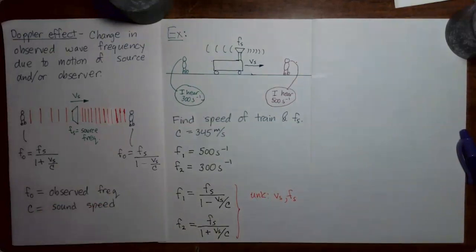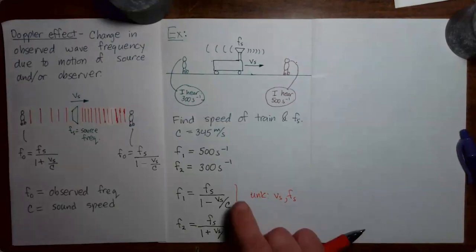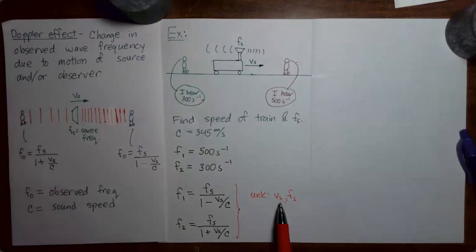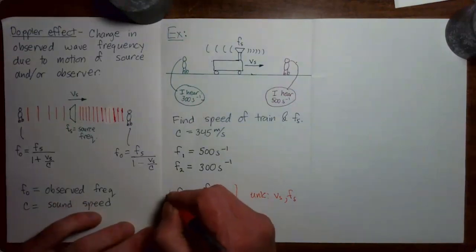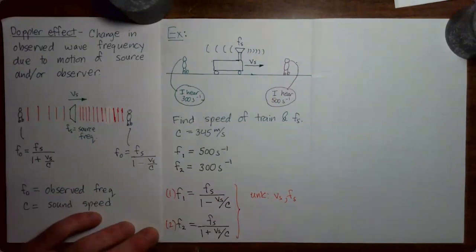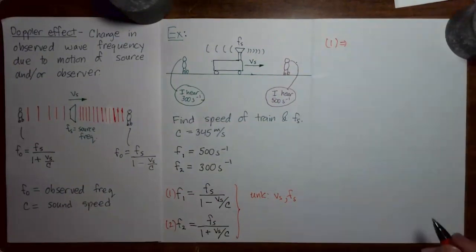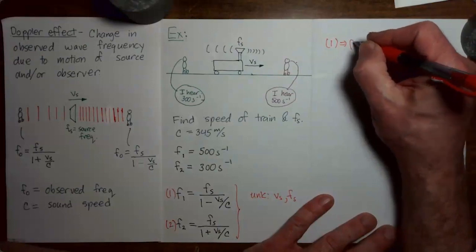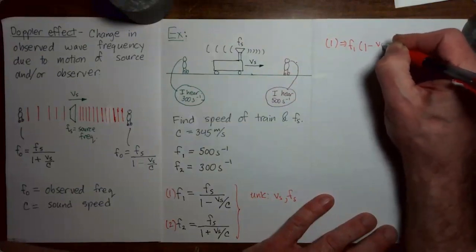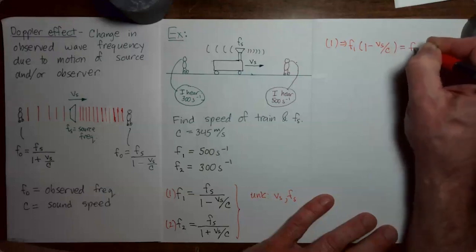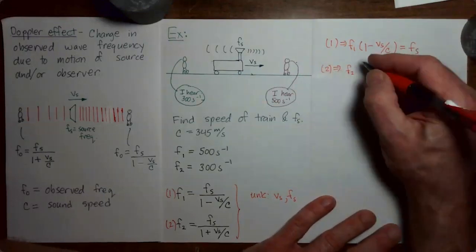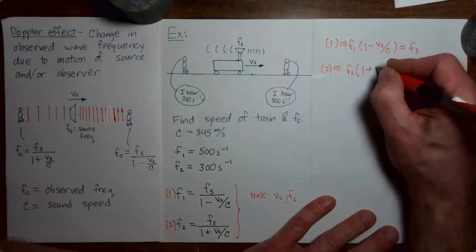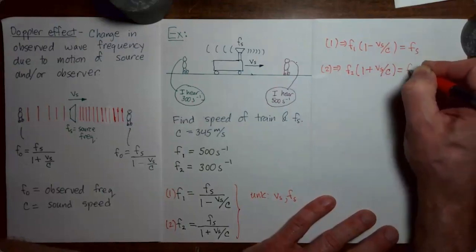So why don't you pause the video and give this a shot on your own, see if you can solve the equations simultaneously to get one of these two quantities at least, and then once you've given that a shot, rejoin the video. So here's what I did. First of all, I'm going to number the equations 1 and 2. I'm going to rearrange the equations so that everything's in the numerators. So for equation 1, that gives me F1 times 1 minus Vs over C equals Fs. For equation 2, that gives me F2 times 1 plus Vs over C equals Fs.